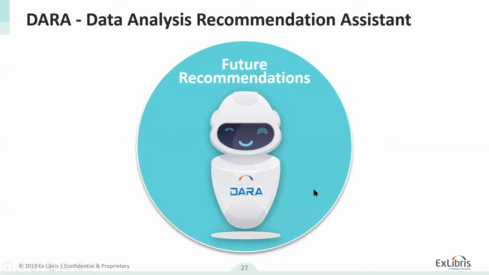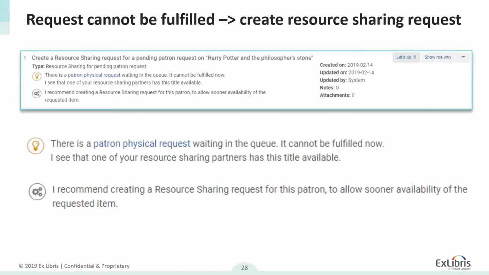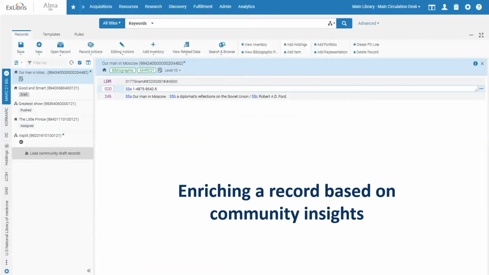So we do have plans for additional recommendations coming down the pike. For example, we have one here where a request cannot be fulfilled because we don't have any items which can fulfill that request. And so we might create a recommendation to create a resource sharing request. We'll know that another institution might have that same title, and we'll offer you the opportunity to go ahead and create a resource sharing request with another institution.